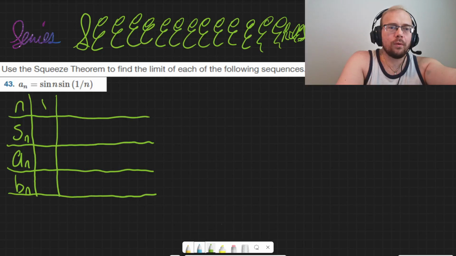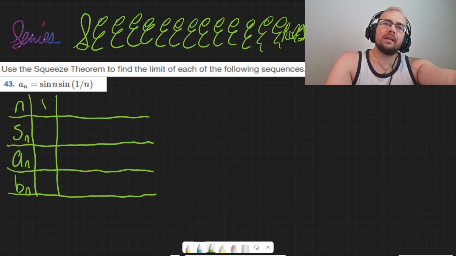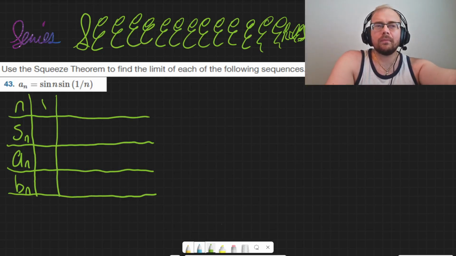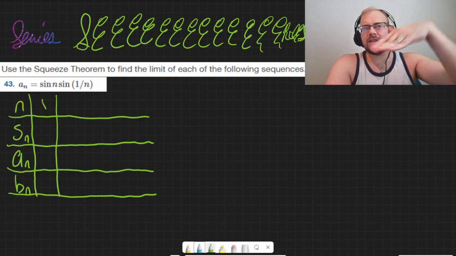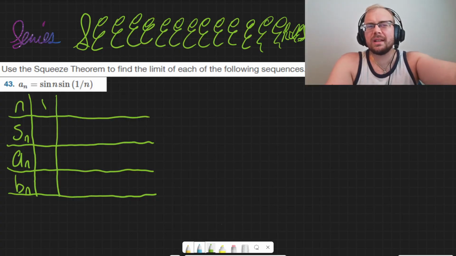So I'll probably just round to like 1 decimal place maybe, but I'm thinking that this is probably going to go to 0. It just kind of has that vibe. Because sine of 1 over n is approaching 0. Like 1 over n is approaching 0, and then the sine of 0 is 0. And then the other thing is just oscillating, like sine n is just oscillating. So it's like this oscillating thing times a number that's approaching 0. So it looks like it's going to be 0.